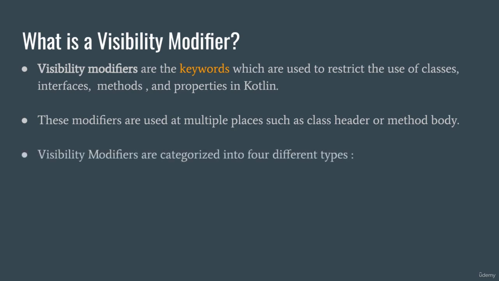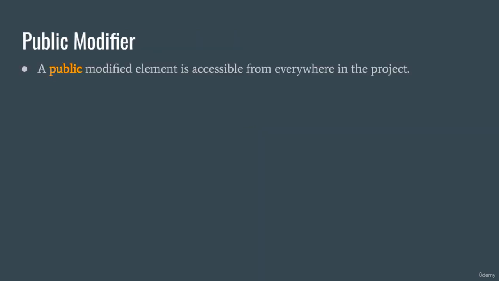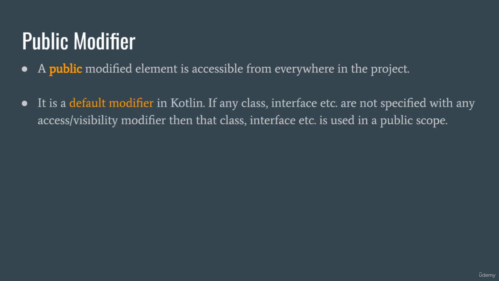And visibility modifiers are categorized into 4 different types, which are public, private, protected, and internal. The most common ones are public and private, and you probably have used them already, or at least have seen them already. So let's start with a public modifier. A public modified element is accessible from everywhere in the project. The public modifier is the default modifier in Kotlin.